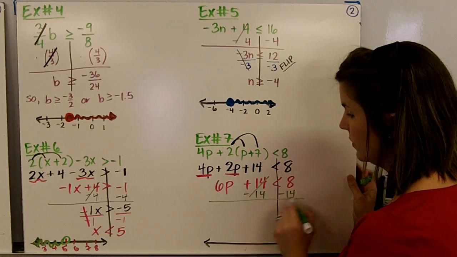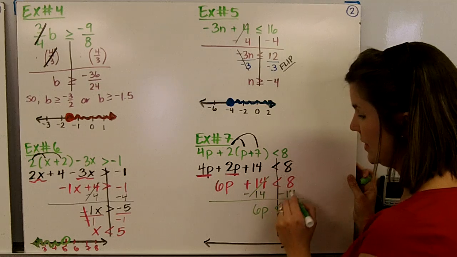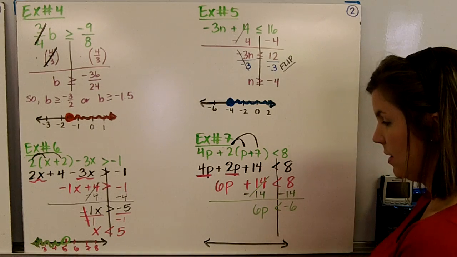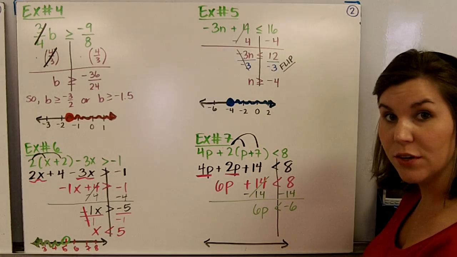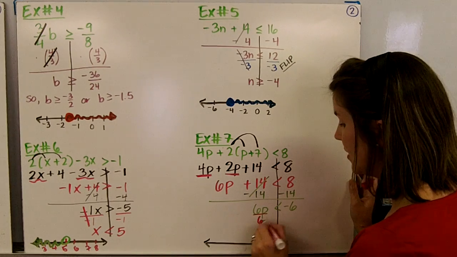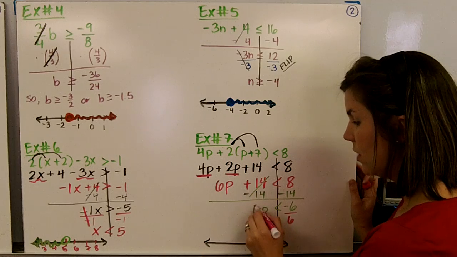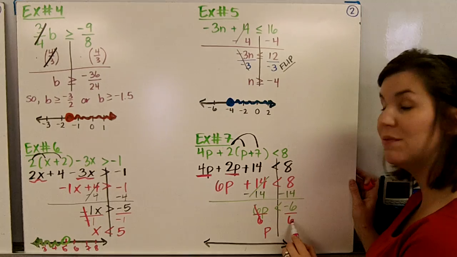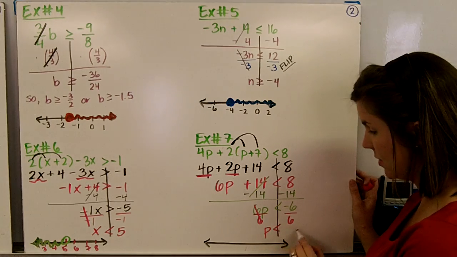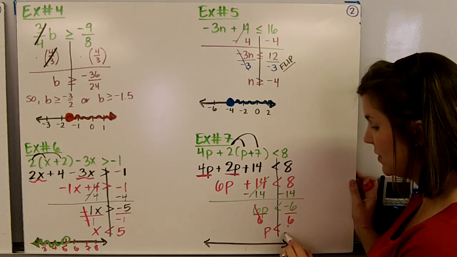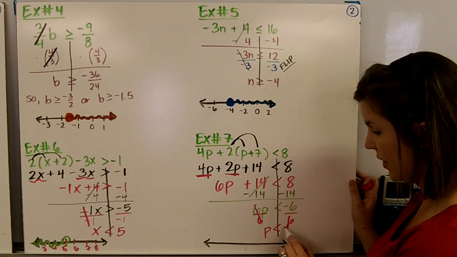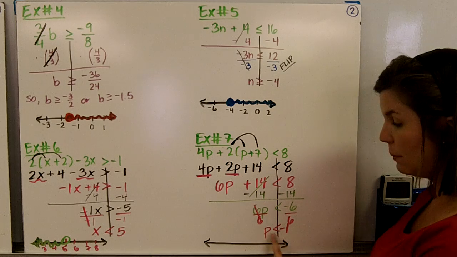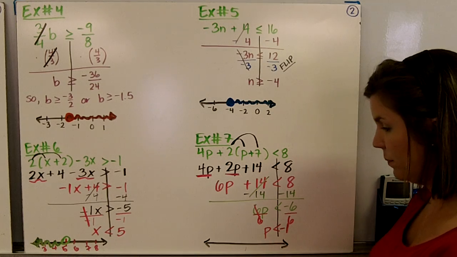Those will cancel. 6p is less than 8 minus 14 is negative 6. To get rid of the 6 in front of the p, divide both sides by 6. This 6 is canceled. I do not flip the inequality sign because I divided by a positive 6. Negative 6 divided by positive 6 is negative 1. Negative over a positive is a negative. So p is less than negative 1.